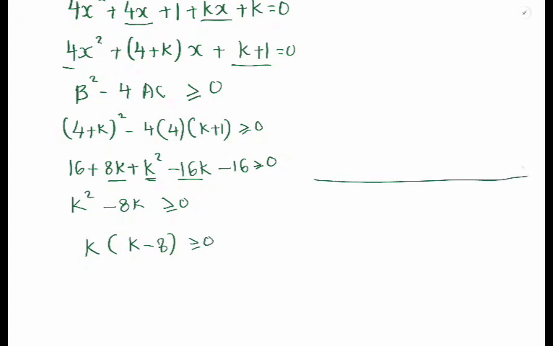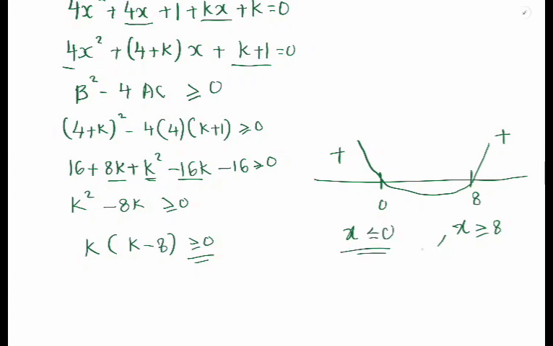So you draw a line here, k equal to 0, k equals to 8. So you have the U shape here. What you're looking for is bigger than 0, means positive. That means this is the positive side and this is the positive side. That means k is bigger or equals to 8, k is smaller or equals to 0. These are the answers here.